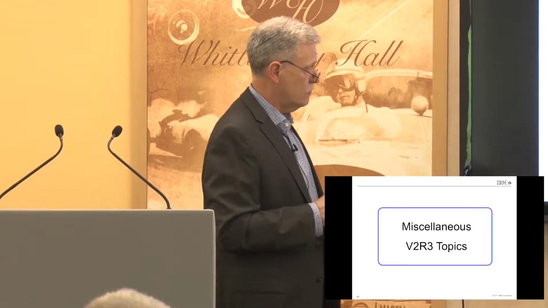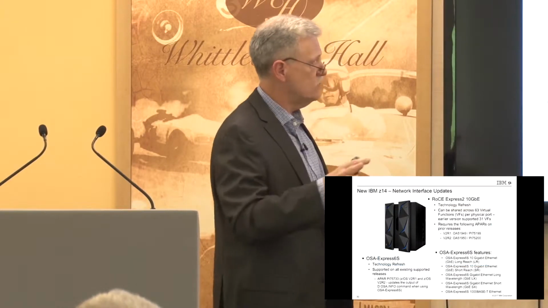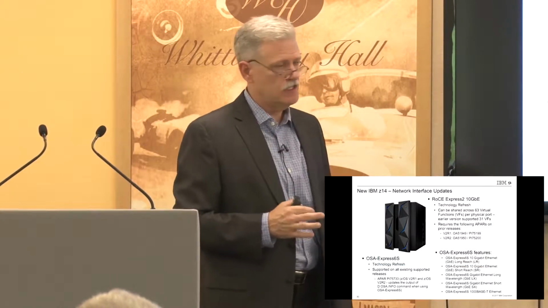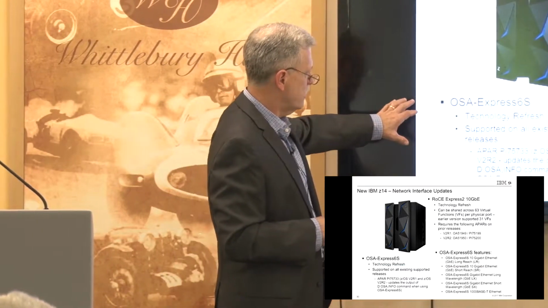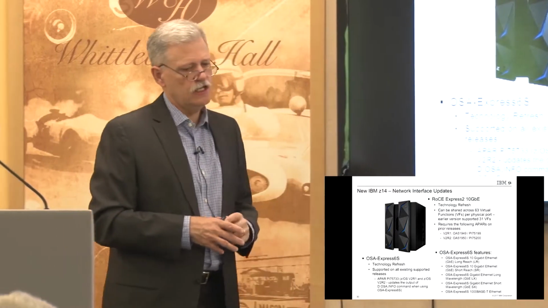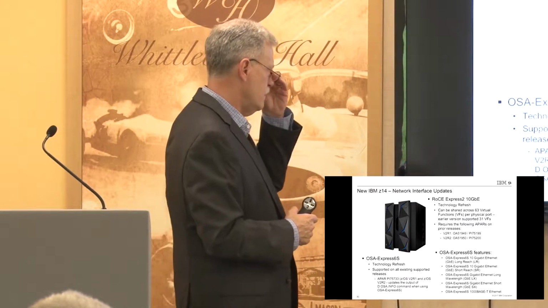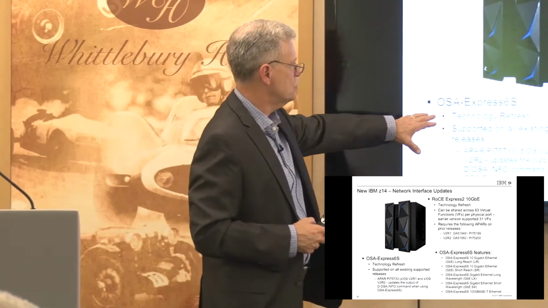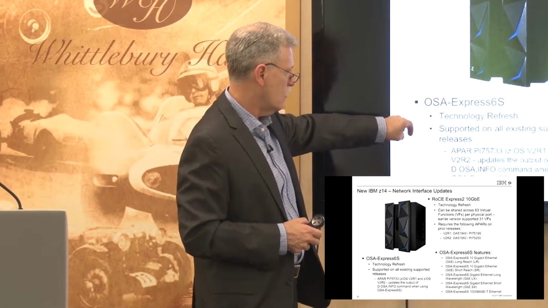Now I have a few other miscellaneous items in 2.3 we'll talk about. So for Z14, we have hardware enhancements that affect communications. On the Z14 platform, we have a new OSA-Express 6S. Essentially, it looks externally somewhat like the previous OSA 5, but it's a technology refresh. So inside the OSA, it's a completely new set of architecture and hardware.